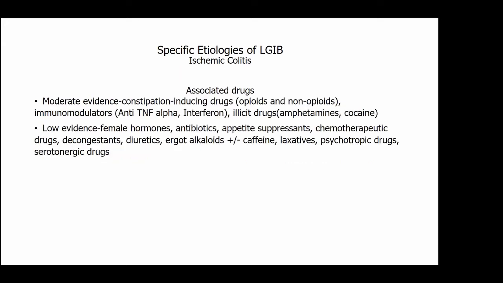There are some drugs that are associated with ischemic colitis. There's reasonably good evidence that constipation-inducing drugs, such as opiates, can do it, as well as some immunomodulators and amphetamine and cocaine. And we certainly have seen here amphetamine and cocaine cause mesenteric ischemia. And there are a bunch of other drugs for which the evidence is less robust that may be associated, and female hormones are among the most common ones of that lot.